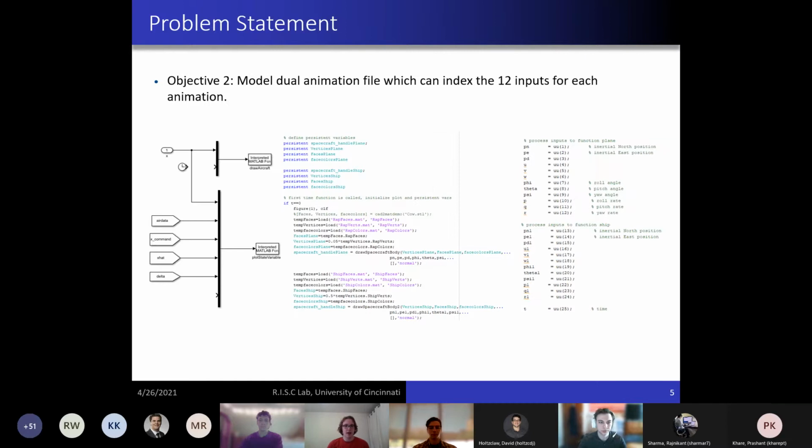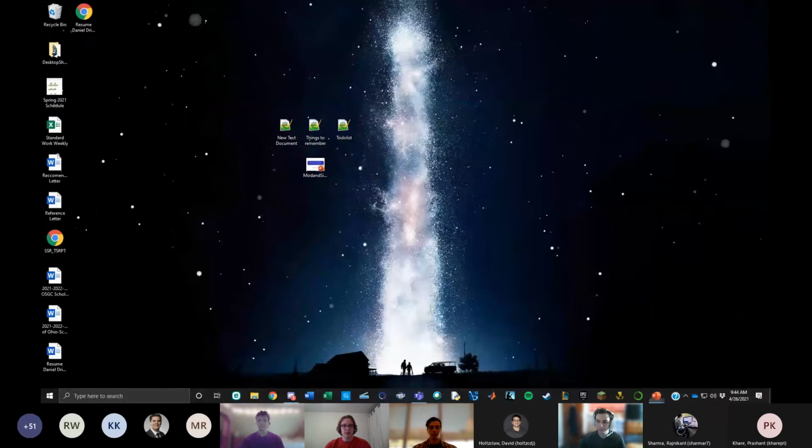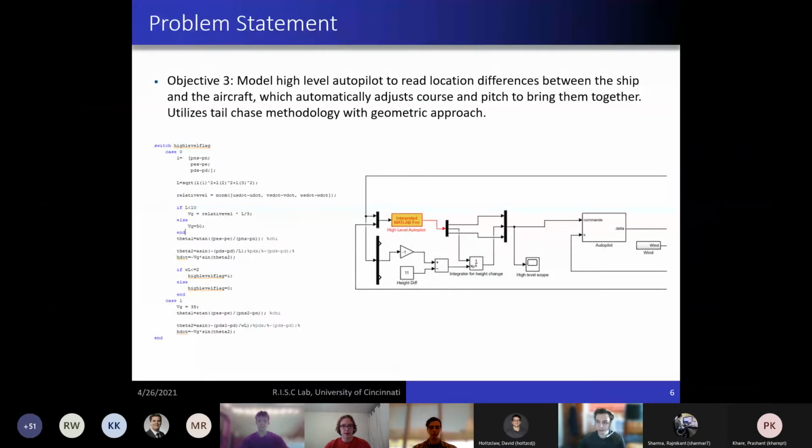Our second objective was to have a single animation file that can take in the 12 inputs from the boat and 12 inputs from the aircraft and use them to animate them both in a single file. And finally, we also wanted to have what we call a high-level autopilot. This reads in the different dynamics and finds the different locations between the ship and the aircraft, and this will automatically adjust the course and pitch commands to then bring them together. We used a tail chase methodology with a geometric approach to have a nice and smooth landing.